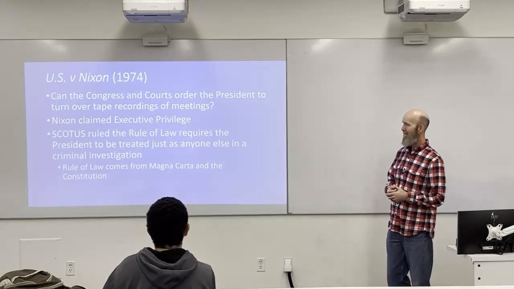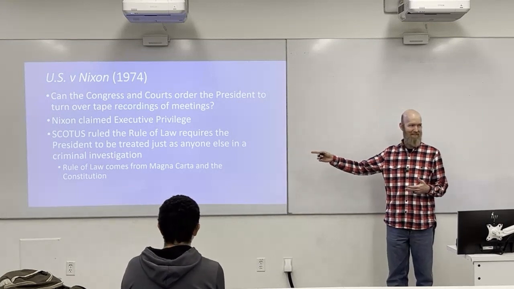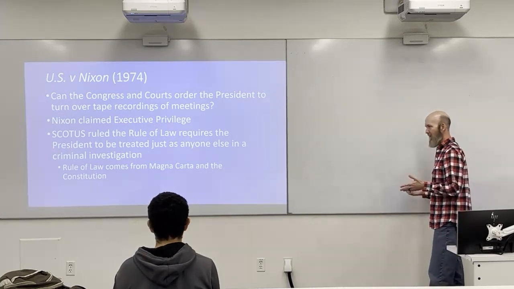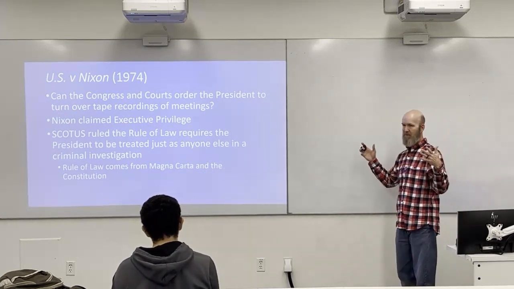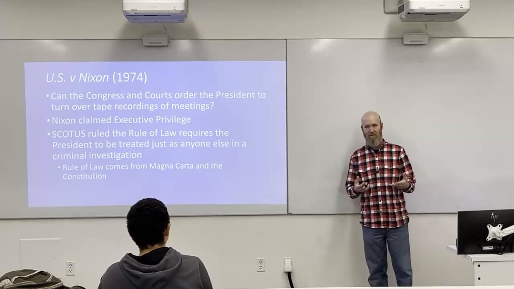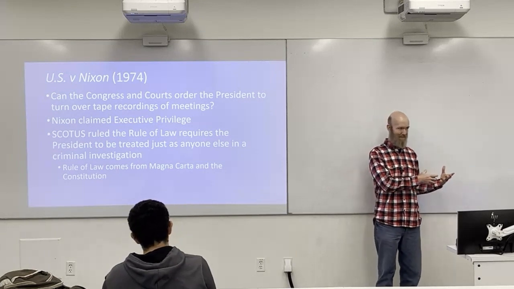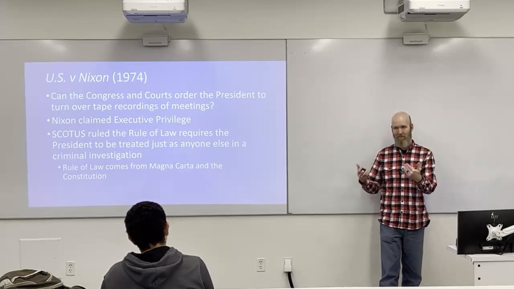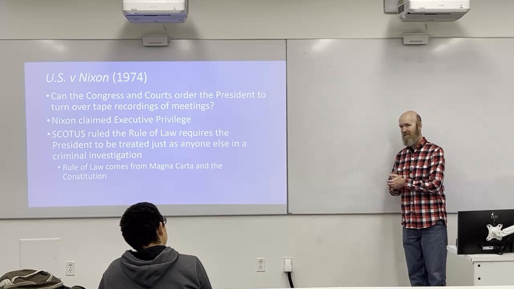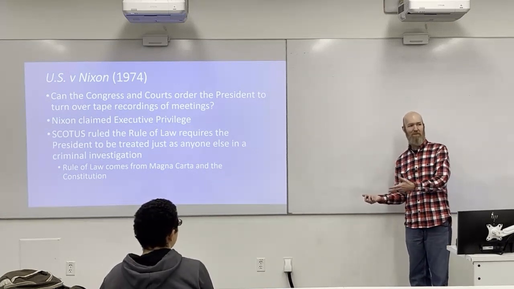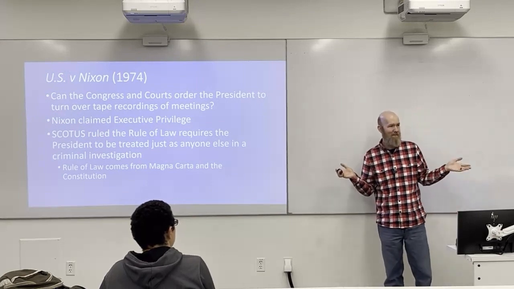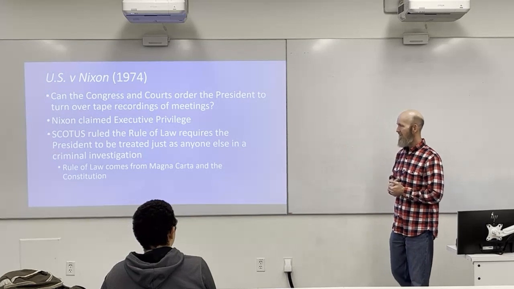SCOTUS, the Supreme Court, I don't know if I mentioned this earlier, SCOTUS is the Supreme Court of the United States. So SCOTUS ruled that the principle of the rule of law requires that all people be treated equally under the law, and that includes the president. And in this case, the Senate and the courts were not trying to have power over the president. They were simply investigating a crime, the break-in of the Watergate offices. And in that case, the president is being treated just as any other citizen. The president is also subject to the law. The president cannot simply do whatever he wants and then claim, hey, you can't investigate me because I'm the president. Okay? So Nixon lost this case.